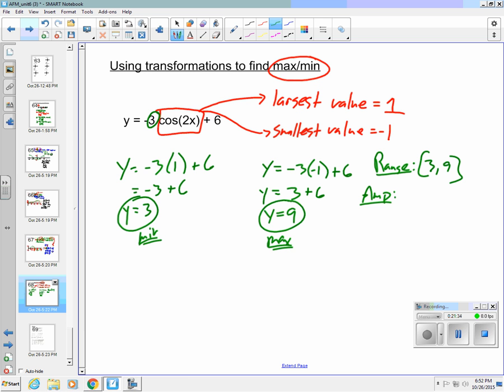We can also find the amplitude by taking the distance between the maximum and minimum, so maximum minus the minimum, and dividing that by 2. So here that would be 9 minus 3, which is 6, divided by 2, and we get 3.